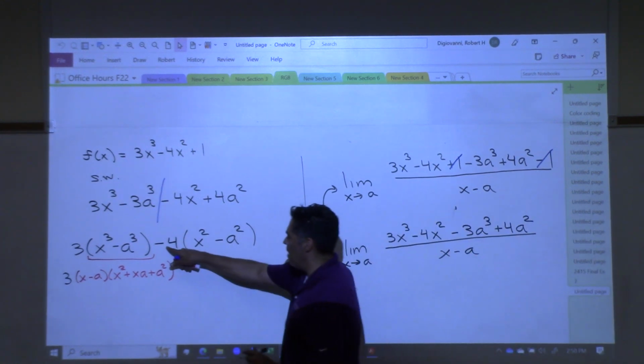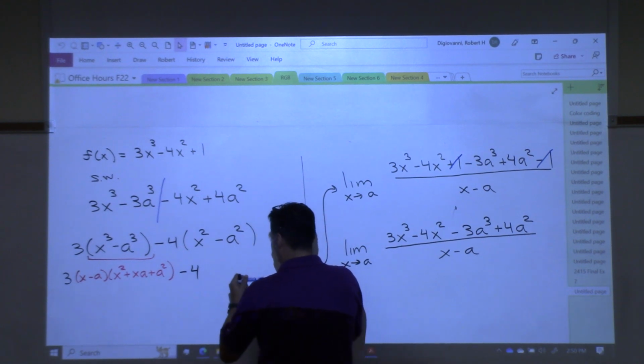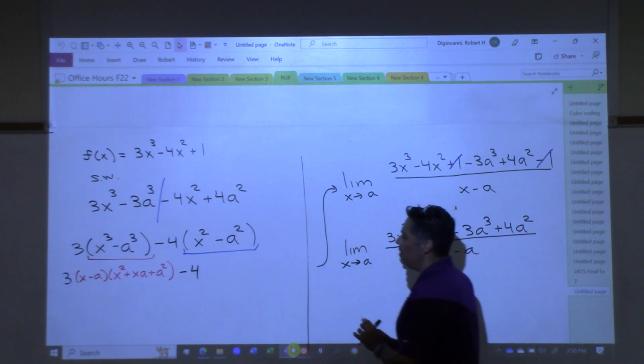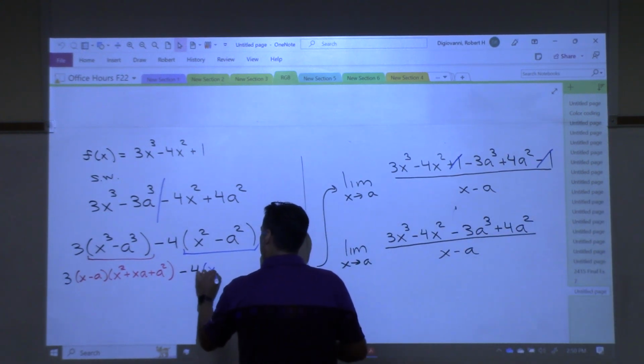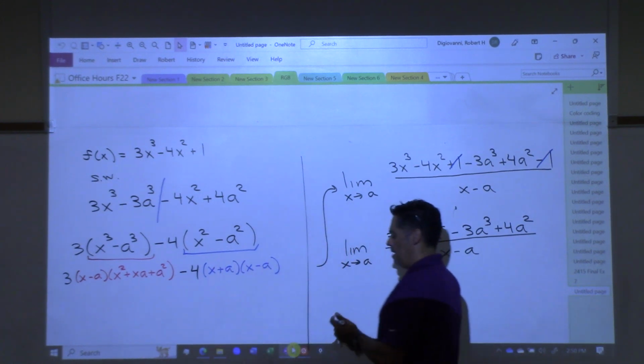Then I still have minus 4. And then everything there, that's a difference of squares, right? That turns into x plus a, x minus a, right?